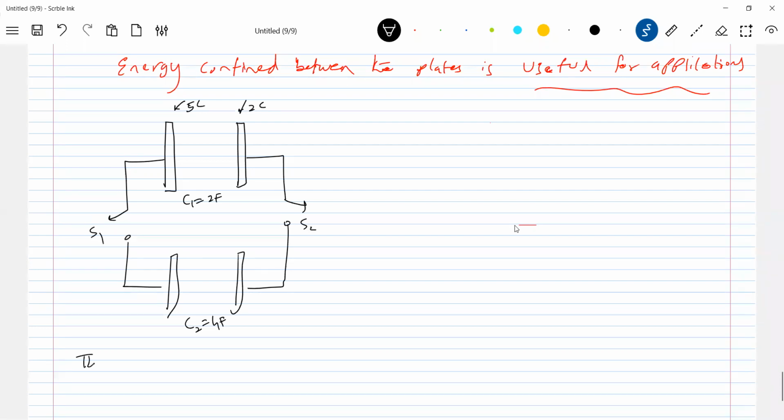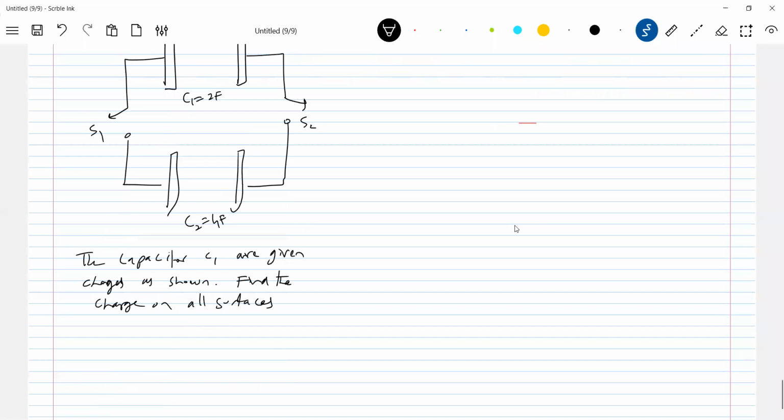The capacitor C1 is given charges as shown. Find the charge on all surfaces after closing the switch.